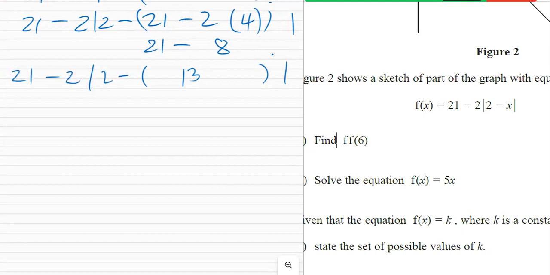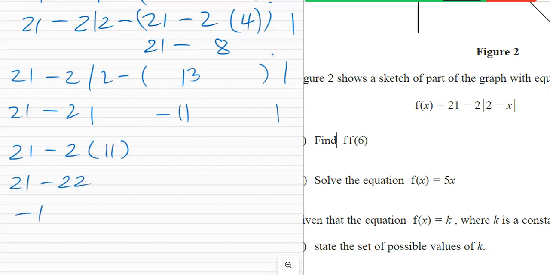Okay. Then 2 minus 13 is negative 11 inside a modulus. Don't do it like this in your answers. That's just for teaching purposes. I want you to see how it's gone down. So here we have a modulus again. We know that the modulus of negative 11 is just 11. So now we can put in a bracket because we've solved it, and then just quickly finish it up. 2 times 11 is 22, and we end up with negative 1.